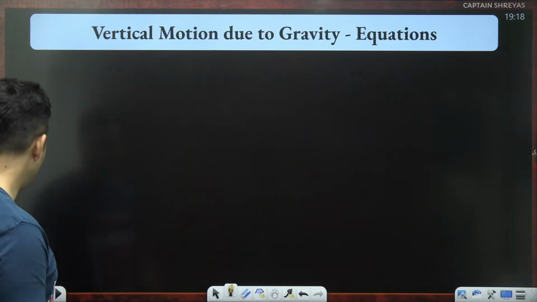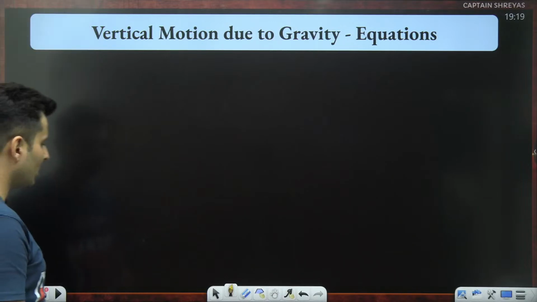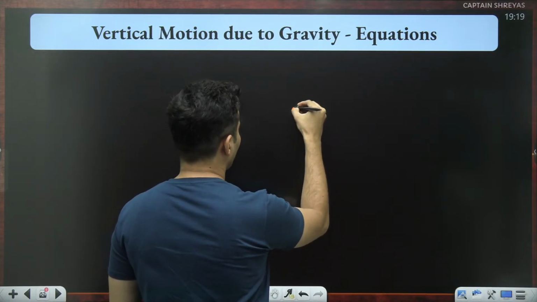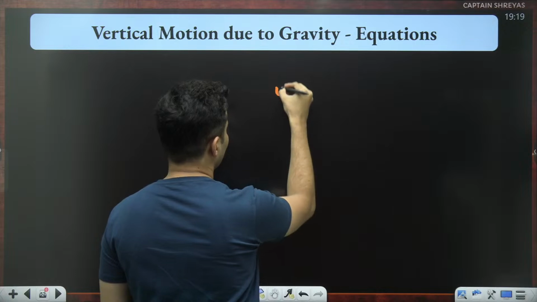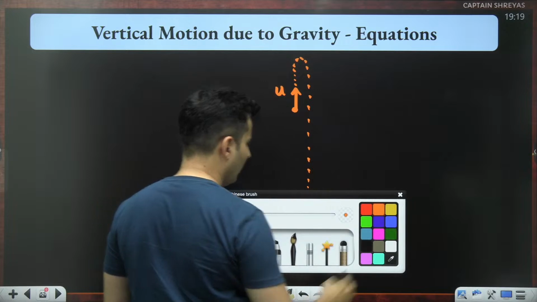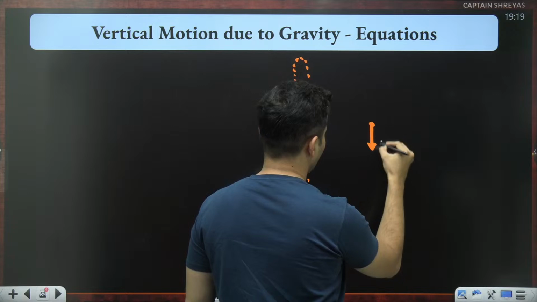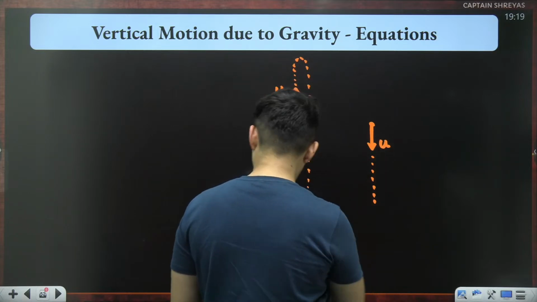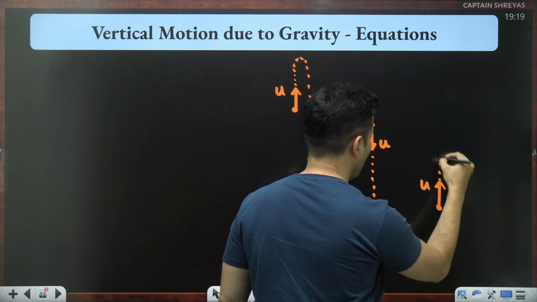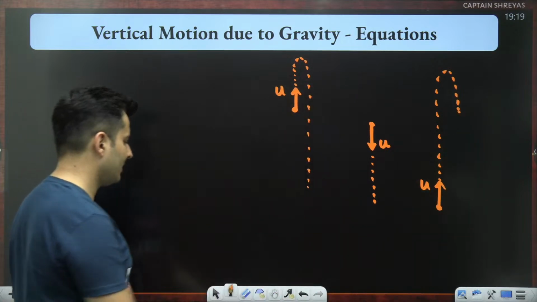Correct. So let's study the equations of vertical motions due to gravity, what they would look like. First of all, it doesn't matter whether a body is thrown up with some velocity, goes up and comes down like this, or is already somewhere here and thrown like this, or I am here throwing the body with some velocity, it goes up and comes over here. It could be anything, guys, doesn't matter.